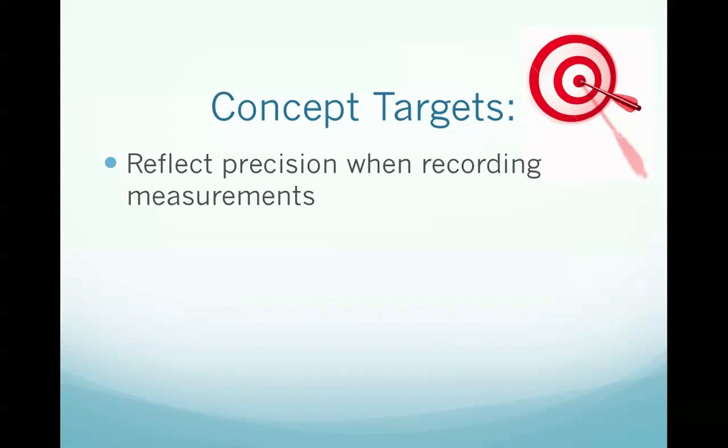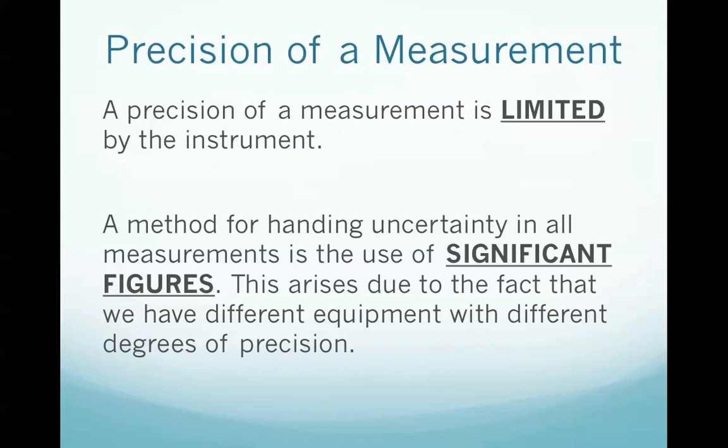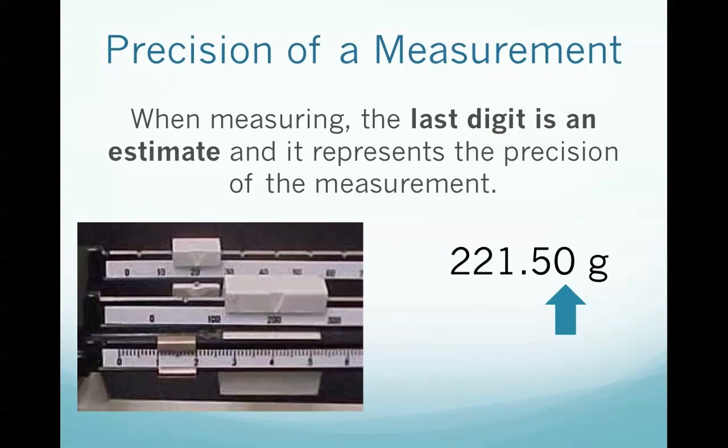At the end of this lesson, you should have a basic understanding of how to reflect precision when recording measurements, especially in our labs this year. So precision of a measurement is limited by the instrument we use. Now, a method for handling this uncertainty in our measurements is the use of something called significant figures. This arises due to the fact that we have different equipment with different degrees of precision. So when measuring, we're always going to make an estimate of our last digit in our measurement. This represents the precision of the measurement.